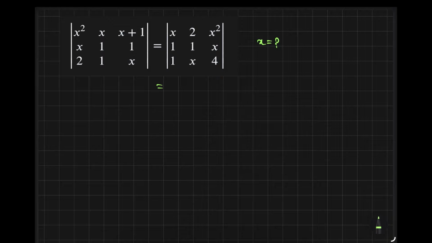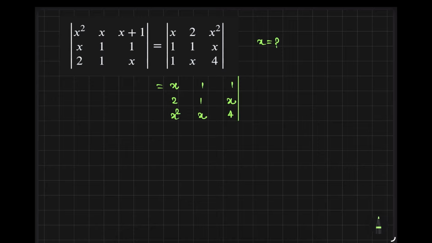Look, I'm observing the numbers to be the same: x square, x, 2, x square, x, 2, we are having those things. So what I will do, I will take the transpose of this thing. You know that transpose does not affect the value of the determinant. So x, 2, x square, 1, 1, x, 1, x, 4.